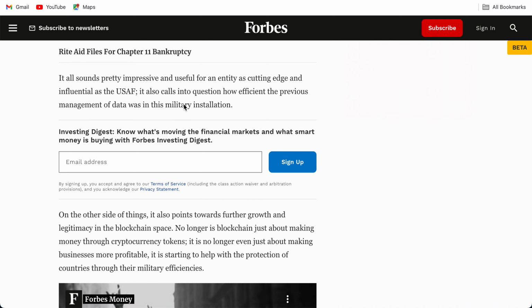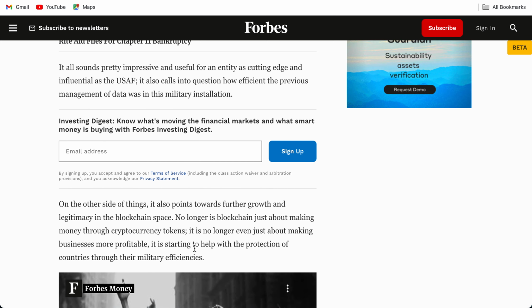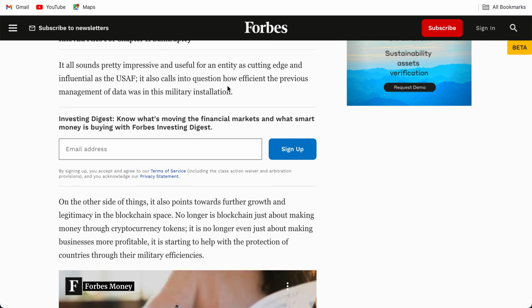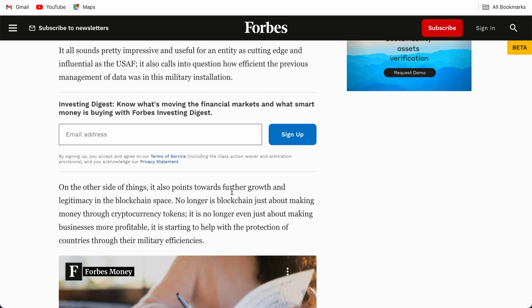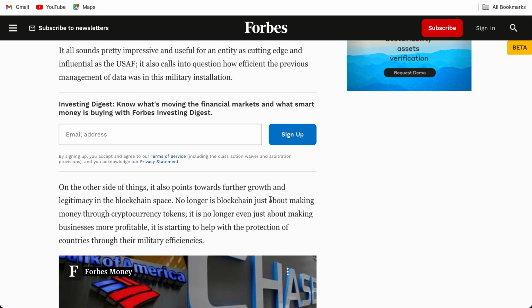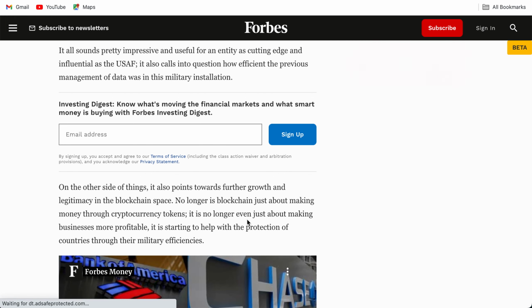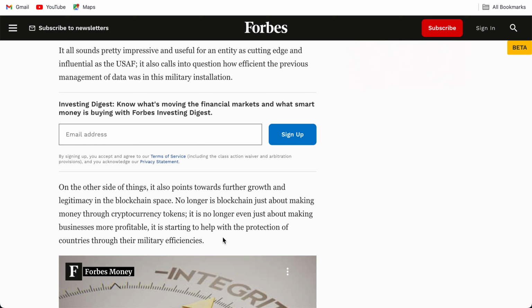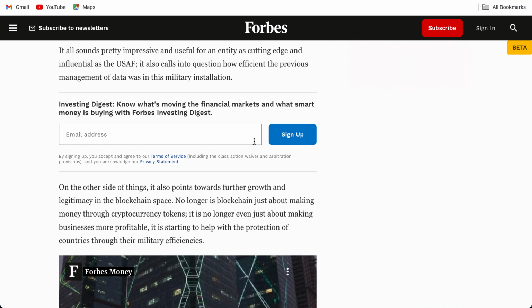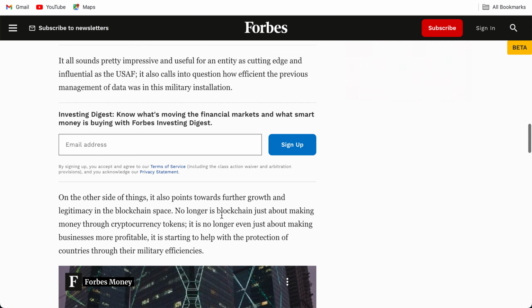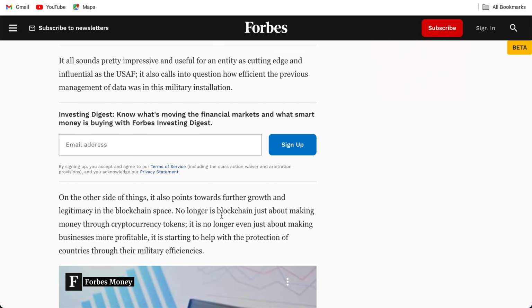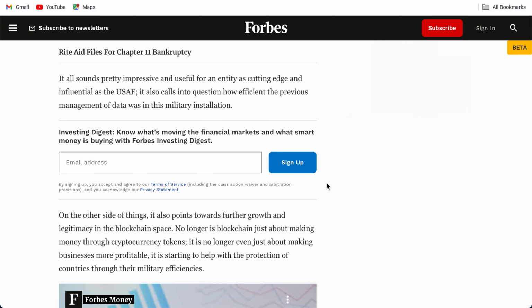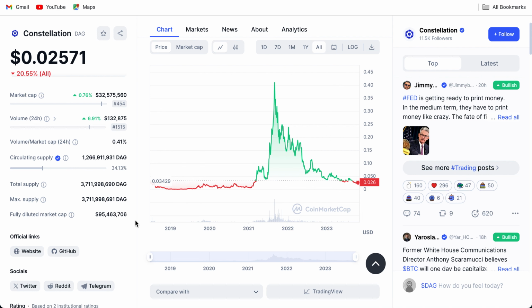So basically, guys, Constellation DAG is transforming the previous data sets and the management of data. On the other side of things, it also points towards further growth and legitimacy in the blockchain space. No longer is blockchain just about making money through cryptocurrency tokens. It is no longer even about making businesses more profitable. It is starting to help with the protection of countries through their military efficiencies. This is how big Constellation DAG is. It is a step forward in terms of innovation, in terms of blockchain technology, in terms of what they can provide in the real world. It's the data management and how they can transform data, with a meager fully diluted market cap of 95 million.